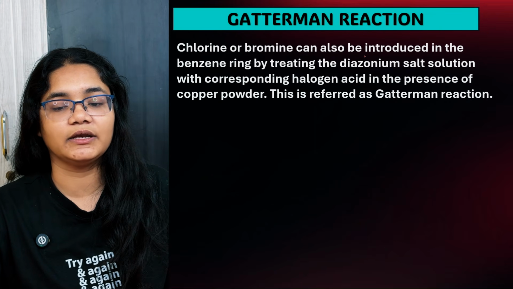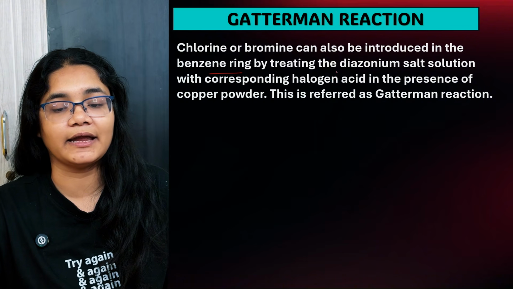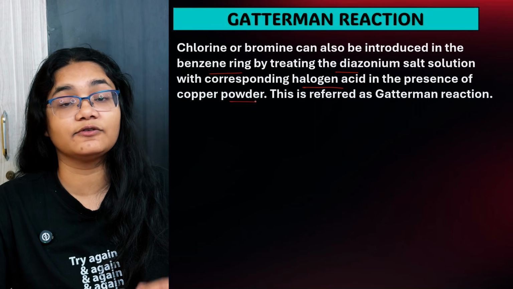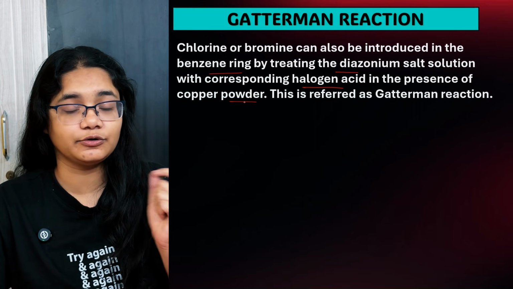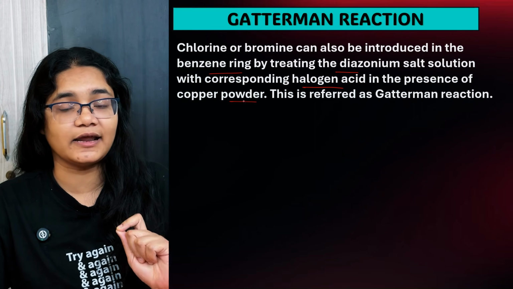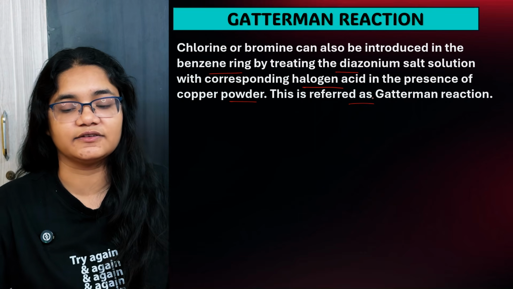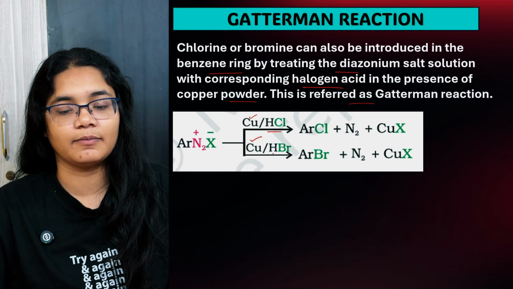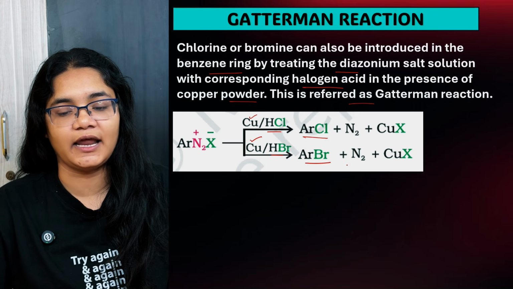So chlorine or bromine can be introduced in the benzene ring by heating the diazonium salt with the corresponding halogen acid in the presence of copper powder. Okay, in Sandmeyer reaction you take salts of copper, but in Gattermann reaction you take copper powder. Then this is referred to as Gattermann reaction. You can see here just copper and HCl, copper powder with HBr will give you ArCl and ArBr.